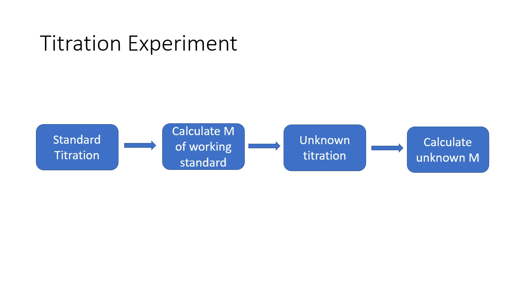Primary standards are incredibly stable and will give you reliable results, but they're often a pain to work with. In your redox titration lab, you used sodium oxalate as a primary standard, but in order to do that titration, you had to heat it up to a range of 60 to 80 degrees. Kind of a bit of a pain in the butt. You use your standard titration to determine the molarity of the working standard. In the case of the redox lab, it is potassium permanganate. Then you perform the titration on your unknown, and from that you can calculate the molarity of your unknown.